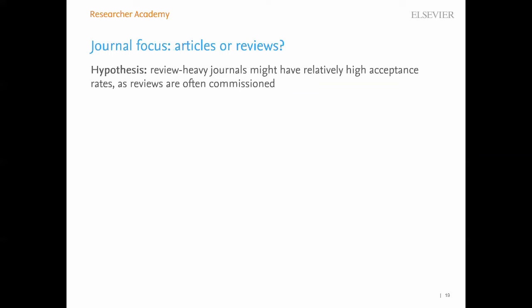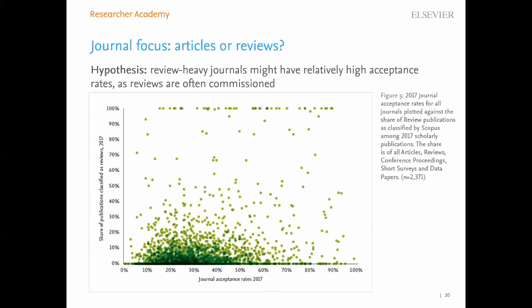The journal focus. Here we're thinking about articles or reviews. And the hypothesis is, if a journal publishes a relatively high number of reviews, then on the basis that reviews are typically invited by publications, the journal acceptance rates might be relatively high. So for this analysis, we took the proportion of review publications as a share of all publications from 2017. The chart shows 40 journals with 100% review articles published in 2017, but even among these journals, the acceptance rates range from 16 to 89%. Overall, this data shows no correlation between share of review publications and acceptance rates.